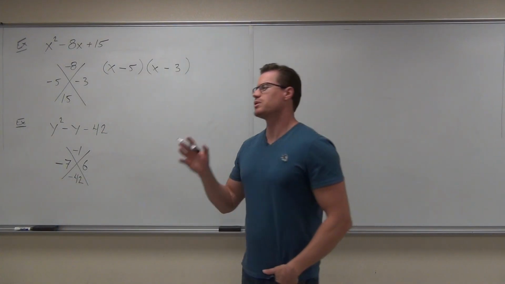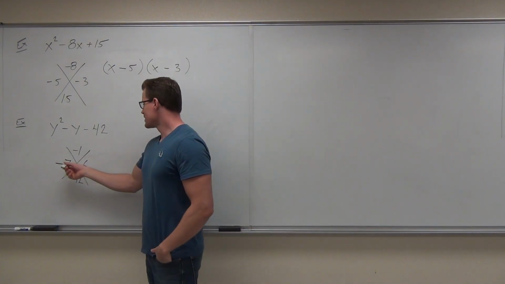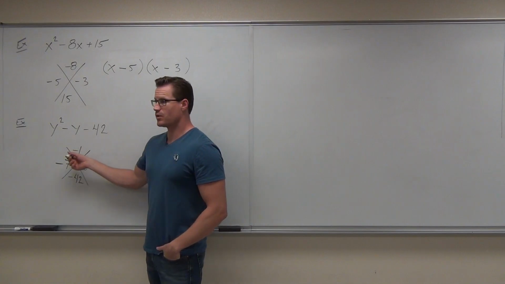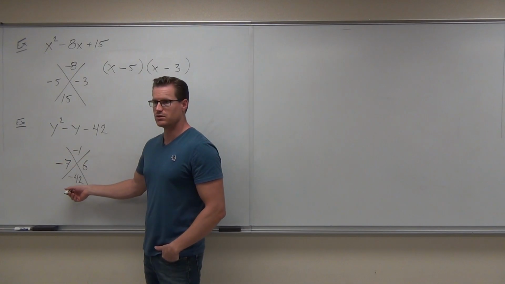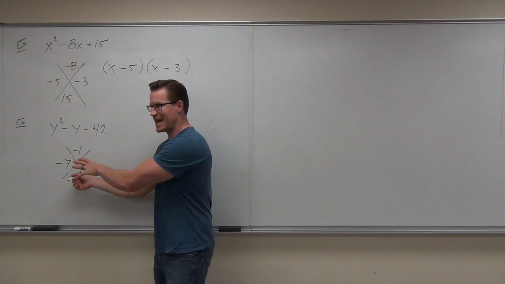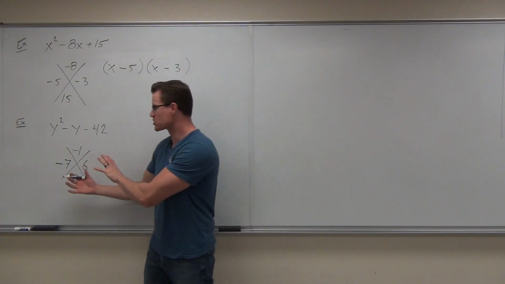And double check it. Please don't get any further until you double check it. Is -7 plus 6 equal to -1? Good deal. Is -7 times 6 equal to -42? Yep. Doesn't make sense to get this and have it wrong and then continue, right? We want to make sure that we're right.